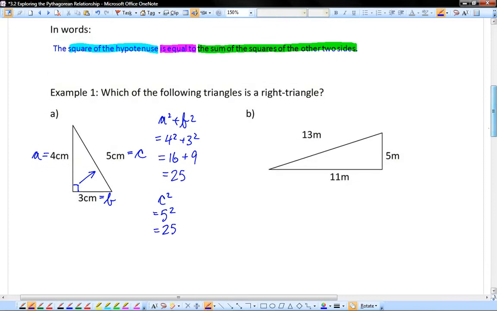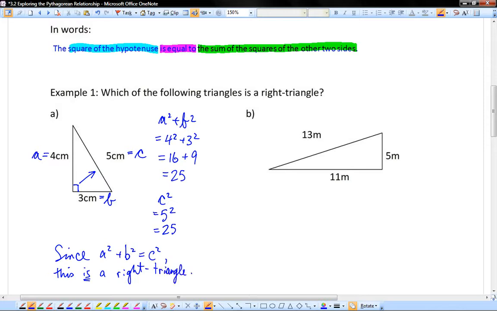So in this triangle, since a squared plus b squared is equal to c squared, where c is the hypotenuse, this is a right triangle. That's the conclusion that we can draw.